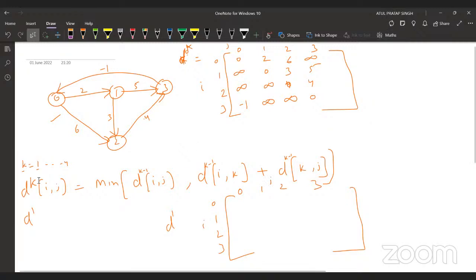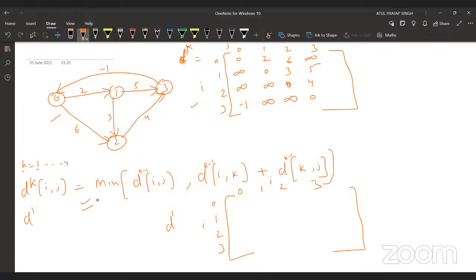Now in the second case, we will calculate the value of each position here. So from the first matrix, D0, we will calculate the second matrix, and we will calculate each cell value using this formula. Okay, so for D1, the K value is equal to 1. For this complete matrix, the K value will remain 1.